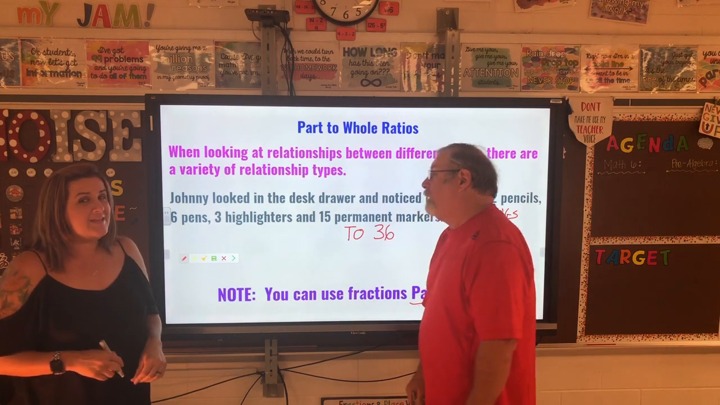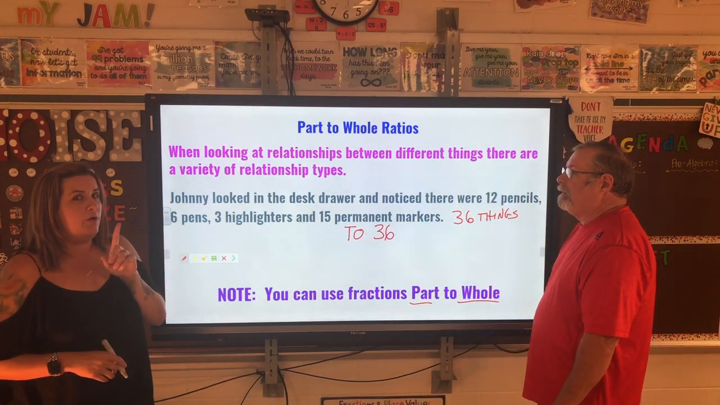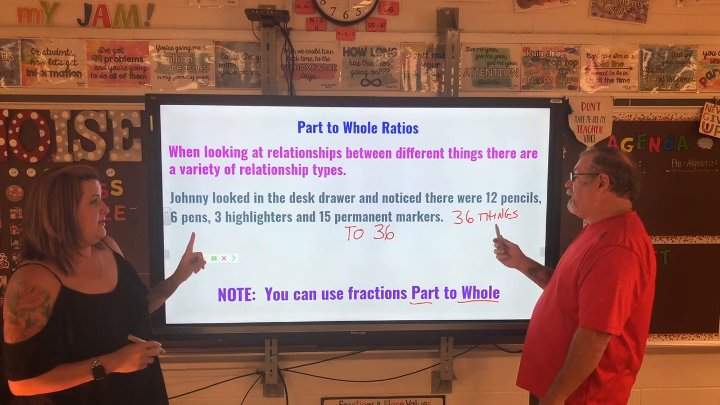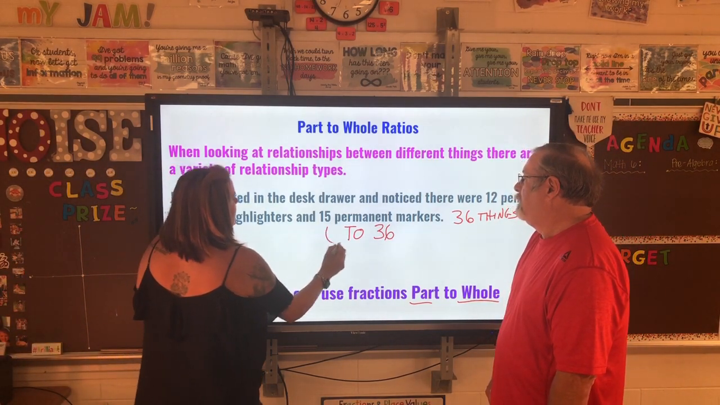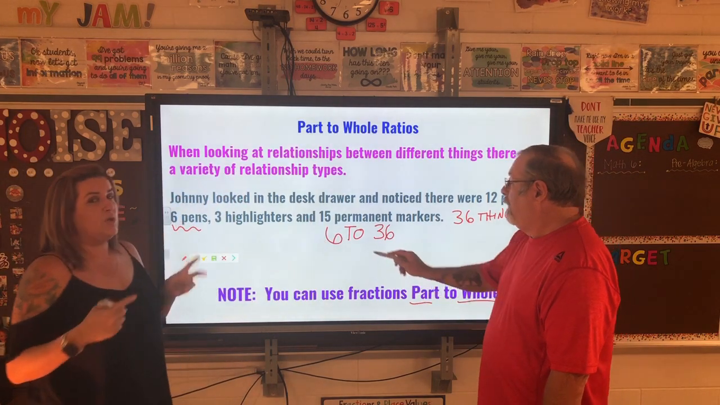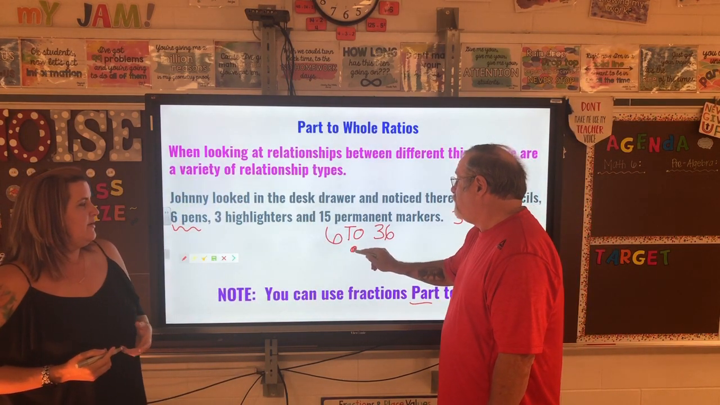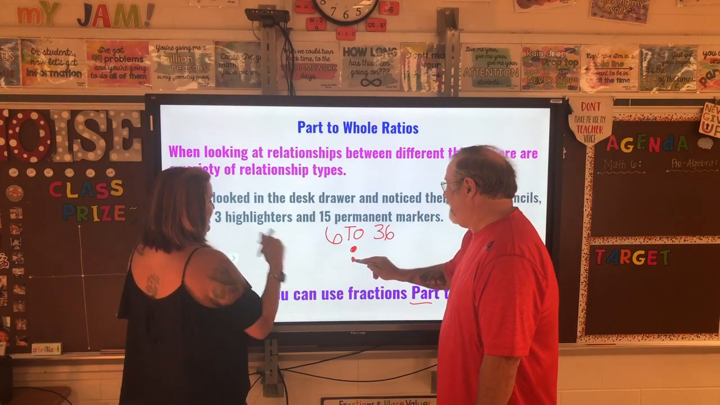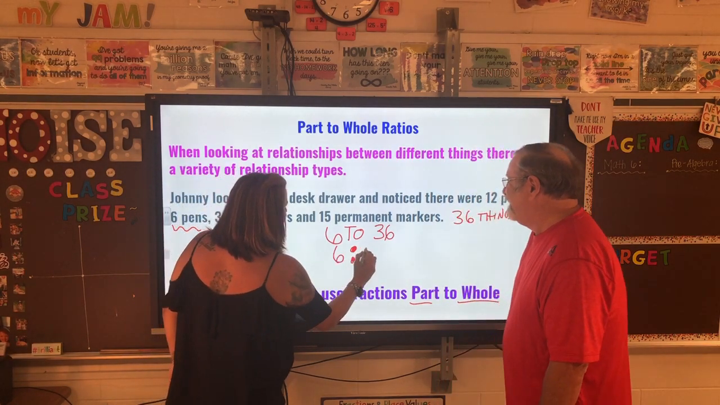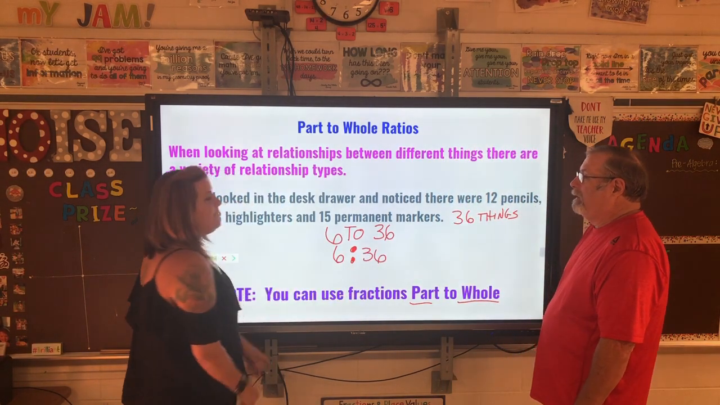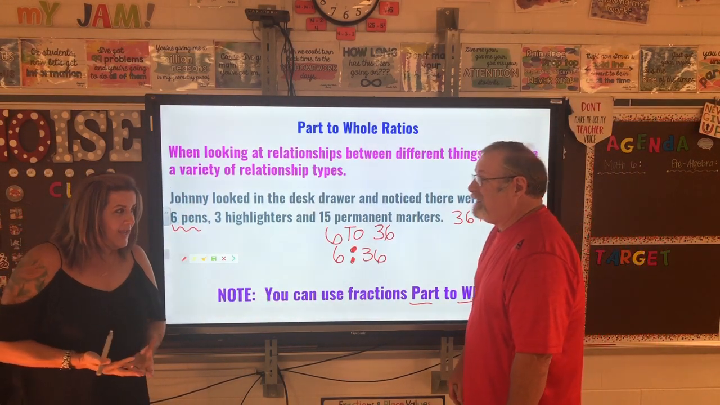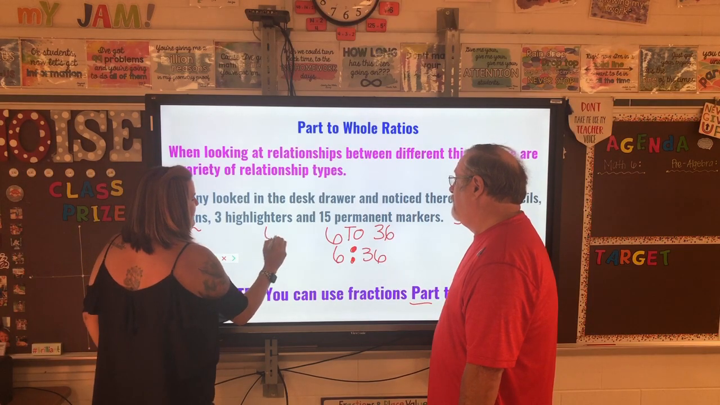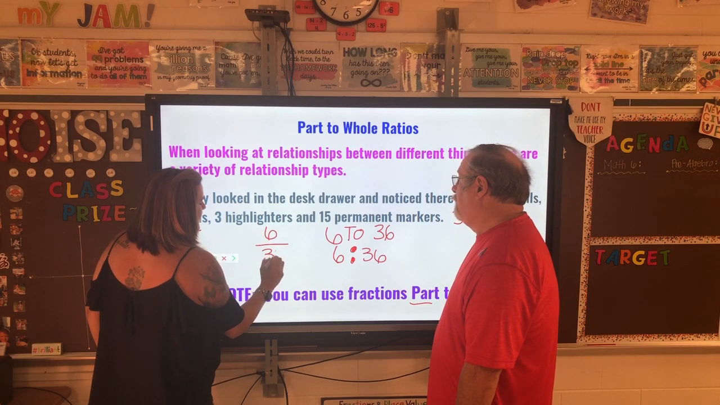Let's do pens to total utensils. Total things, right? So there's 6 pens to 36 total things in the desk. So we could also use that big colon. We could write 6 colon 36, and because this is about all of the things, I could write that then as a fraction.